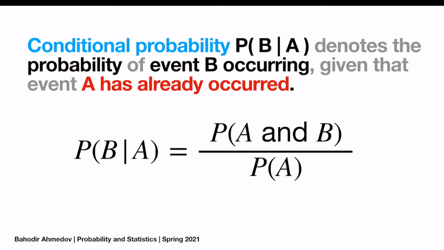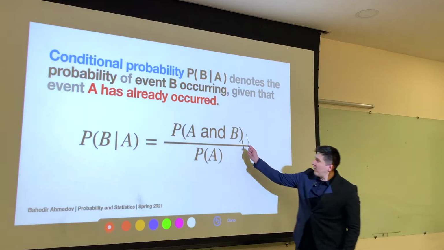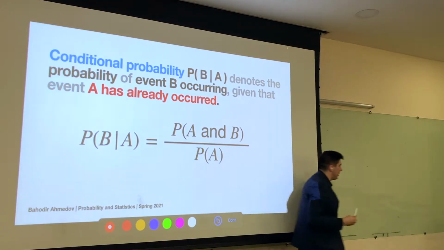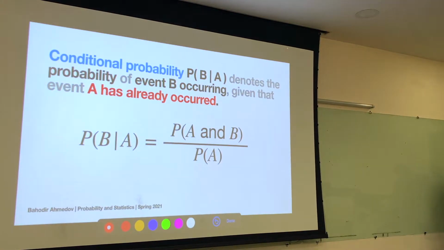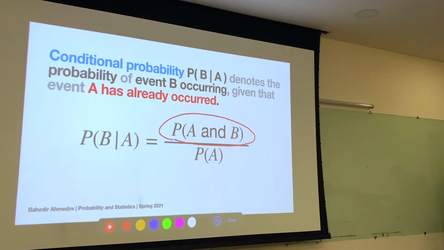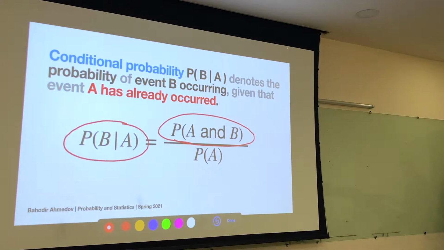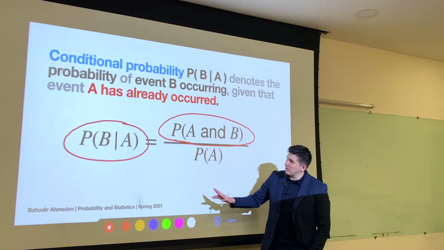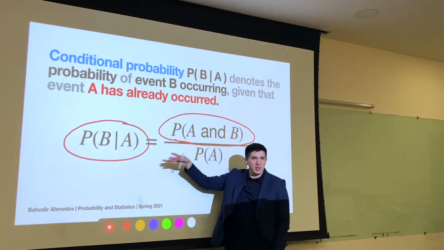Most of the time, we don't want to evaluate the probability of A and B. Most of the time we would be interested in evaluating the probability of B when A has already happened. Evaluating the probability of A and B is easier than evaluating B when A has already happened. So that is why we need this formula.